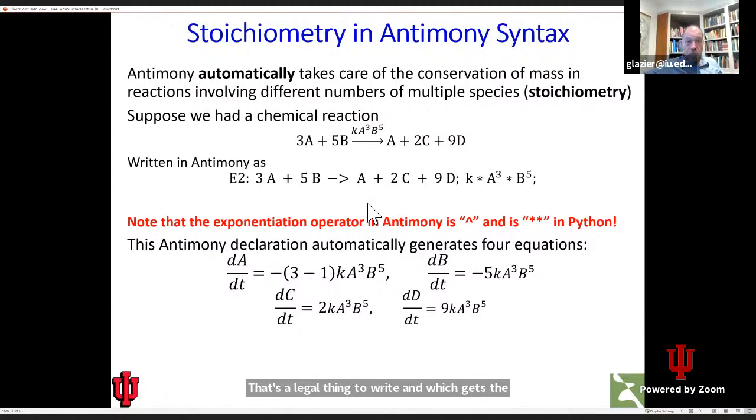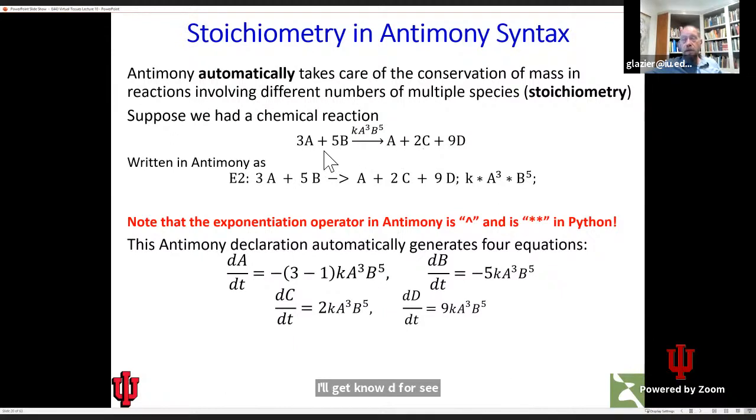For each chemical species on either side of this arrow diagram, I get a separate rate, I get a separate ODE. So if I have A on the left, I'm going to get an ODE for A. If I have B on the left, I'll get an ODE for B. If I have C on the right, I'll get an ODE for C.